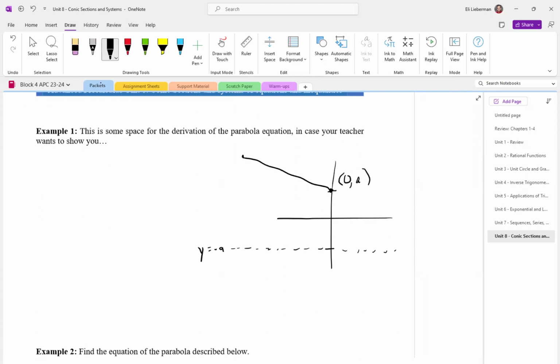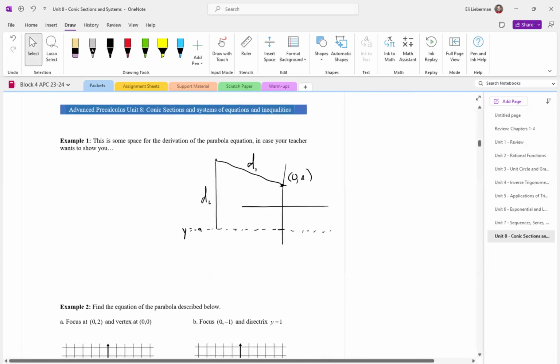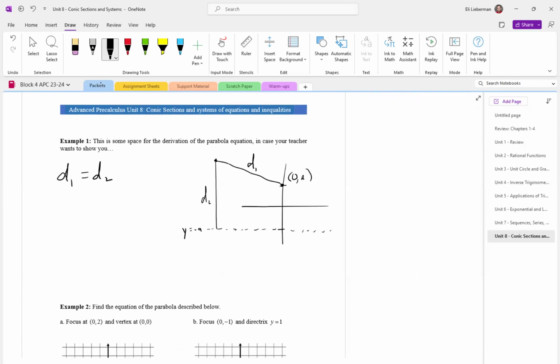So according to the definition, this and this are the same. So I'm going to start my math here by saying that D1 is equal to D2. And again, keep your pencils down. I know that you want to write it down. Wait a minute. I need to put some variables on this point. I'm going to call this (x, y), because x and y are both moving, as opposed to the focus, which just stays there. But any point on the parabola could be represented by (x, y).